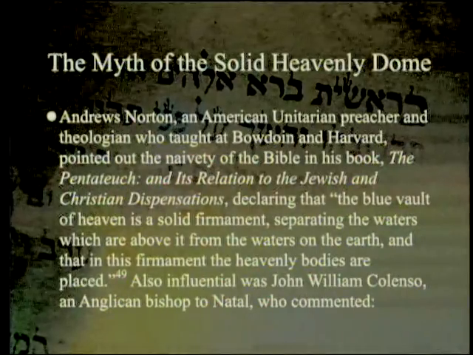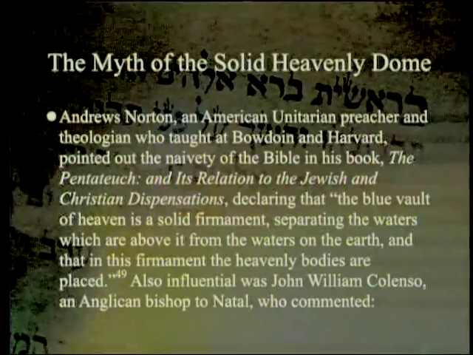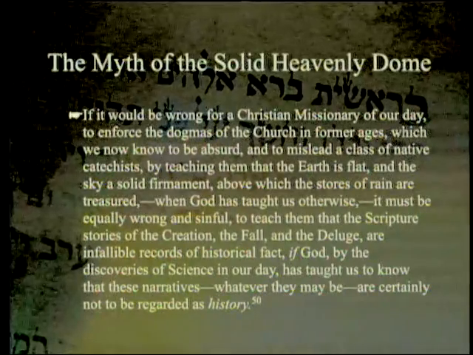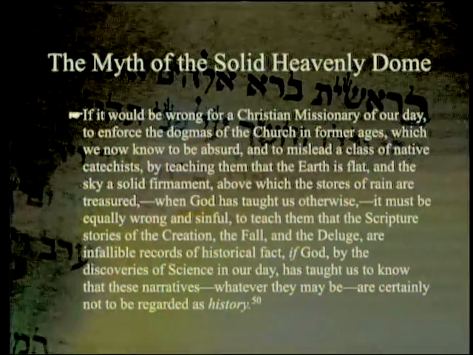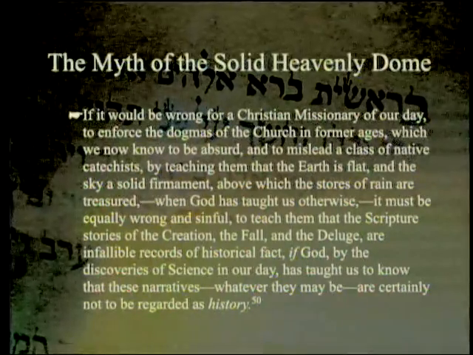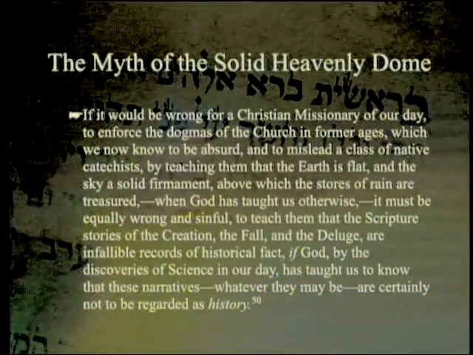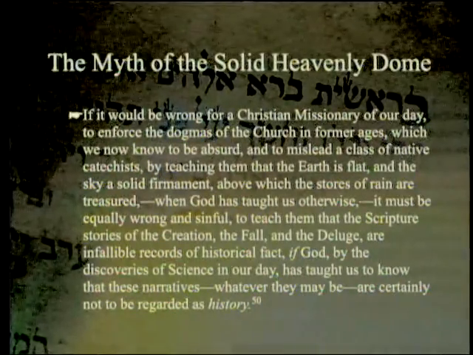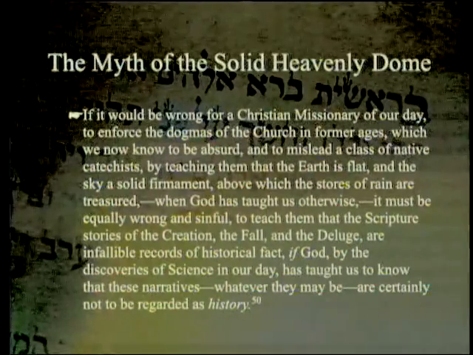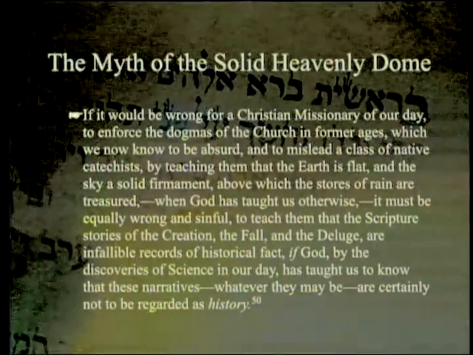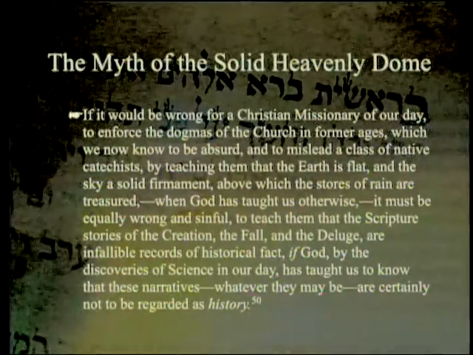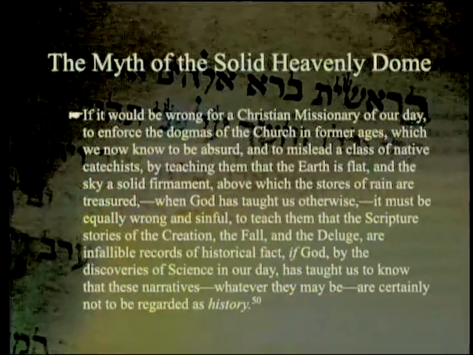Also influential was John William Colenso, an Anglican bishop to Natal, who commented, and we quoted this last week as well, "If it would be wrong for a Christian missionary of our day to enforce the dogma of the church in former ages, which we now know to be absurd," which we now know not to have been the dogma at that time, but never mind, "and to mislead a class of native catechists by teaching them that the earth is flat and the sky a solid firmament above which the stores of rain are treasured, when God has taught us otherwise, it must be equally wrong and sinful to teach them that the scripture stories of the creation, the fall, and the deluge are infallible records of historical fact, if God, by the discovery of science in our day, has taught us to know that these narratives, whatever they may be, are certainly not to be regarded as history."